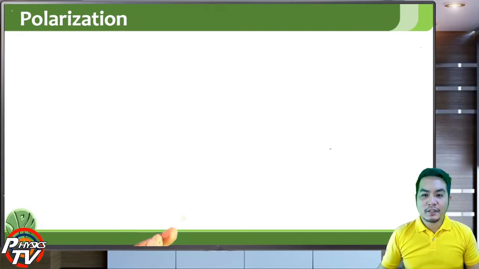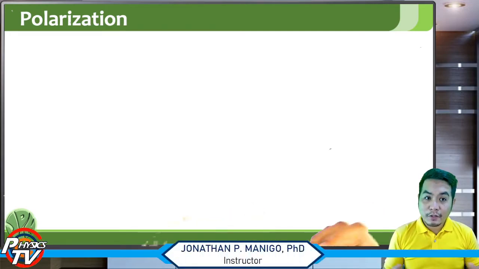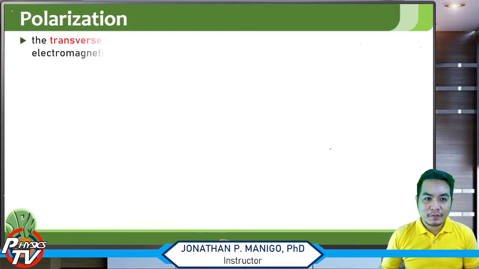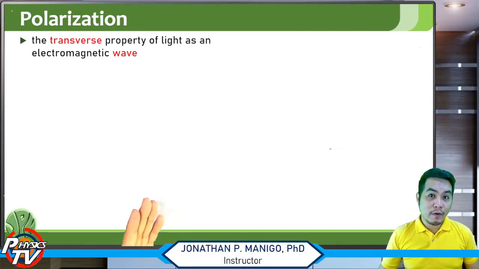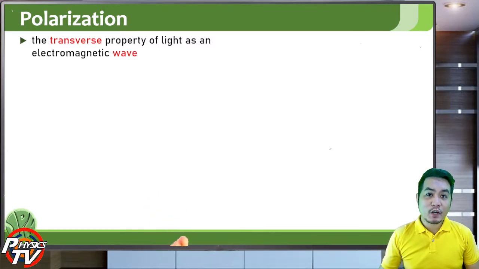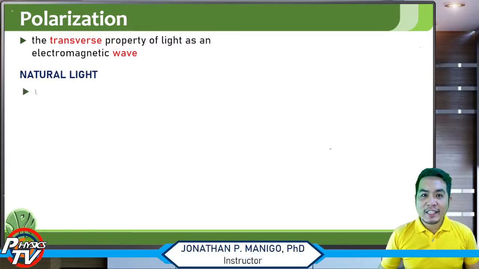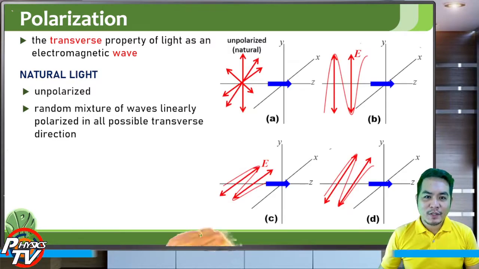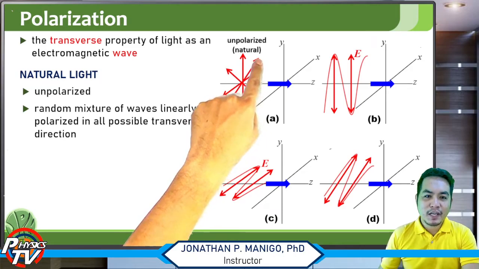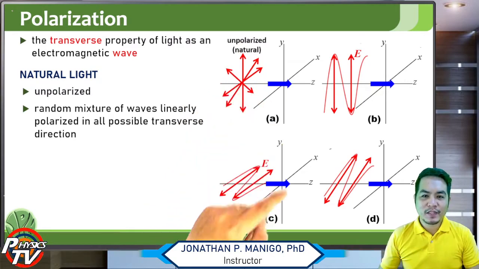Another phenomenon related to refraction and reflection is polarization. Polarization refers to the transverse property of light as an electromagnetic wave. All transverse waves can be polarized, including an electromagnetic wave. An electromagnetic wave is a transverse wave, so it can be polarized. Natural light is actually unpolarized light, or basically it's polarized in all possible directions. That's natural light. So in this case, this is natural light. Its polarization is in all possible directions.